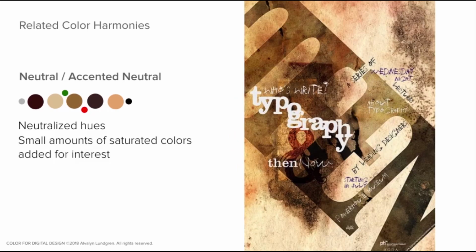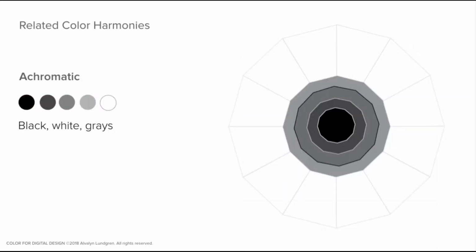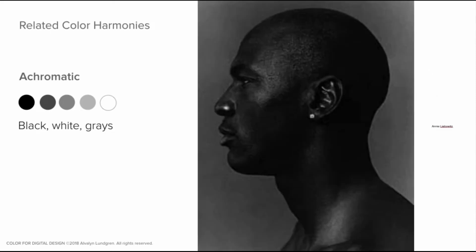So here's a book cover that's definitely a neutral color scheme. Achromatic means without chroma. So anything that's black and white, or black, white, and grays is achromatic. So there's no chroma, there's no hue, there's no saturation, we just have value. Achromatic color schemes can be very dramatic and very interesting visually.